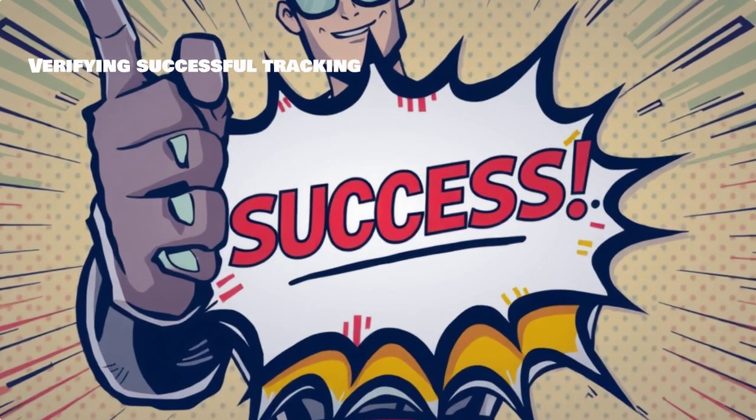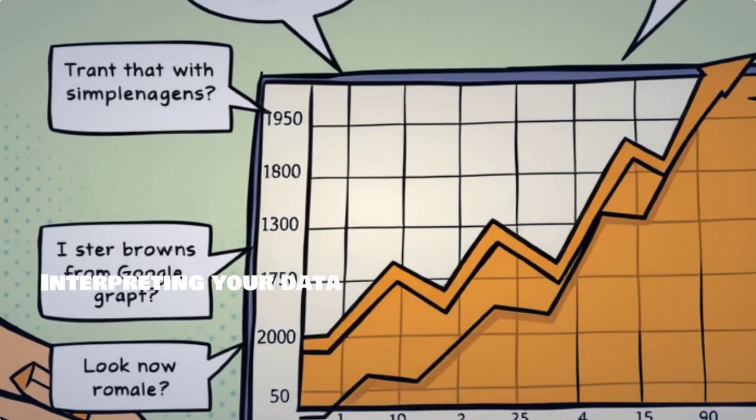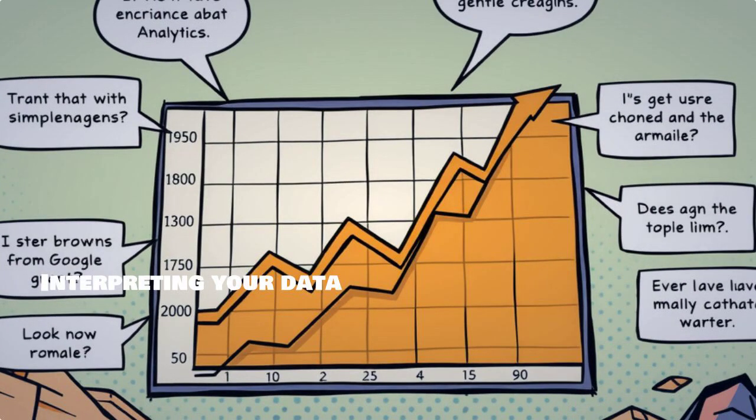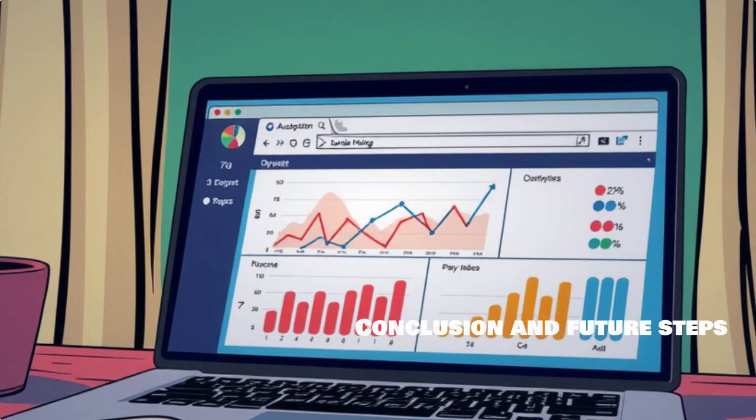To verify that everything is set up properly, you'll want to check that Google Analytics is receiving data from your site. Now that you're tracking, let's discuss tips on interpreting your Google Analytics data to gain better insights. In conclusion, make sure you regularly check your analytics to optimize your website performance moving forward.